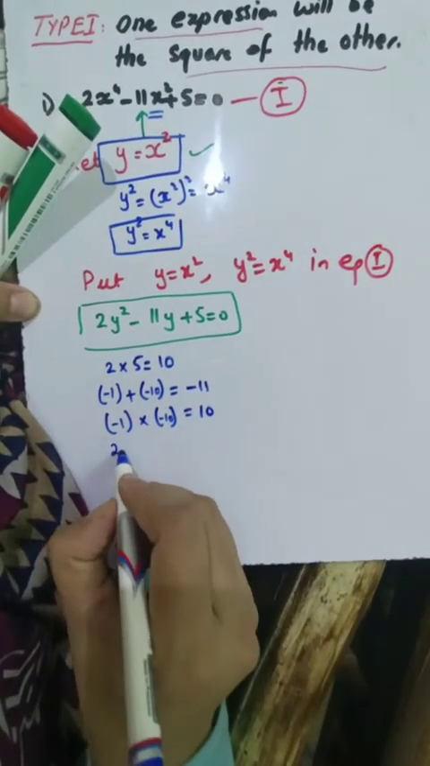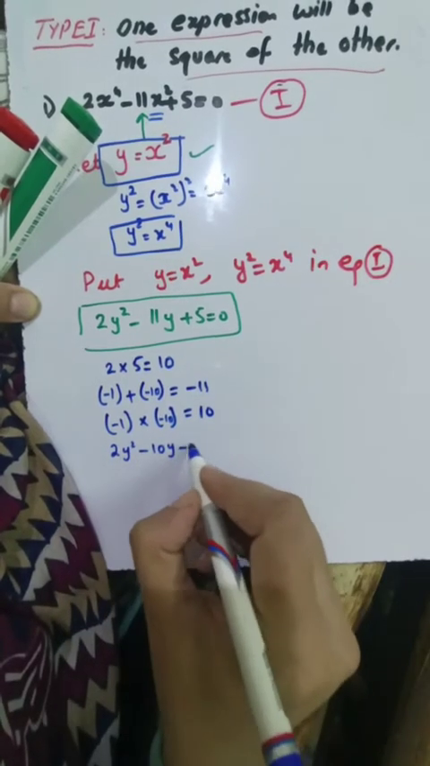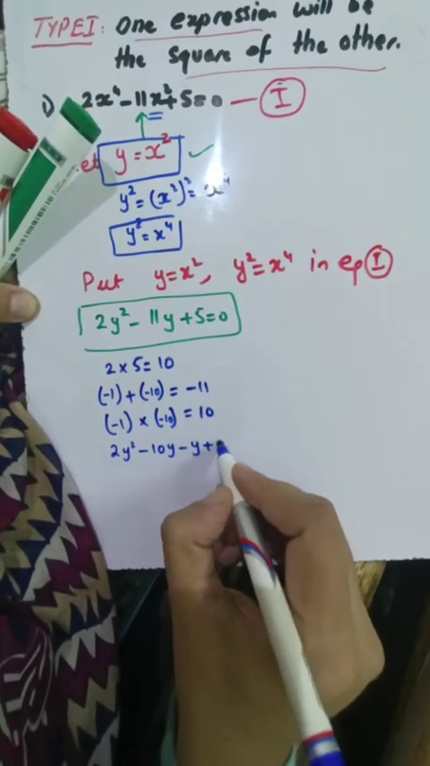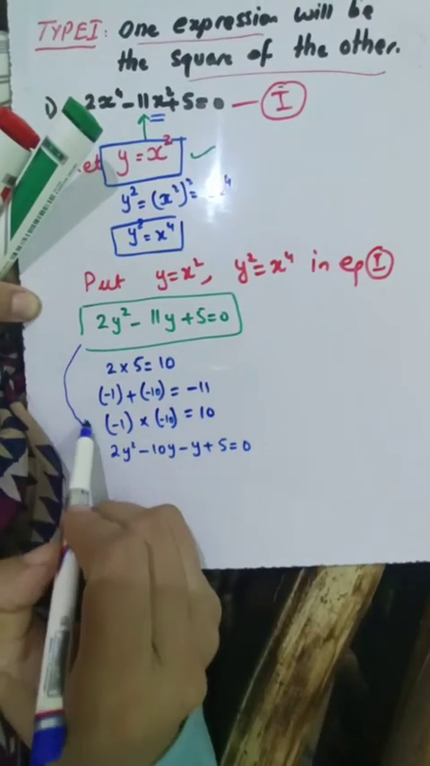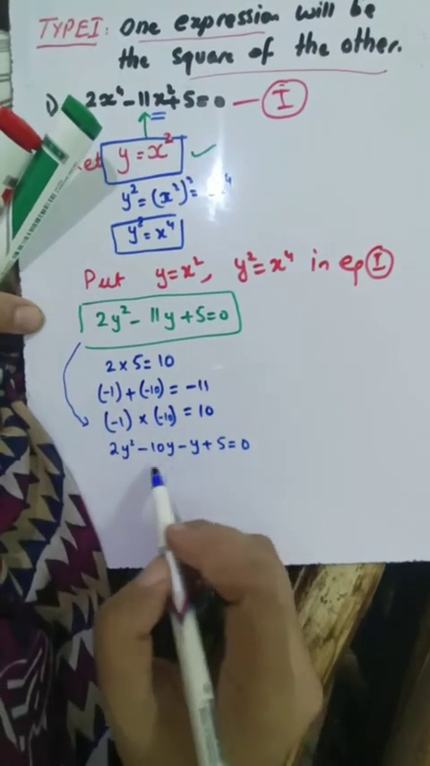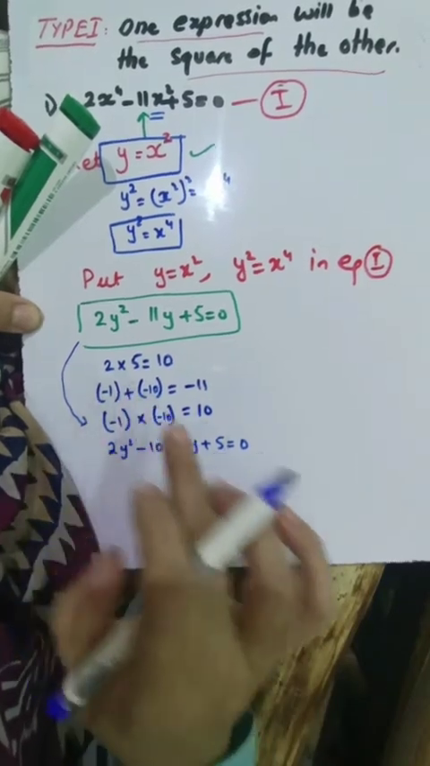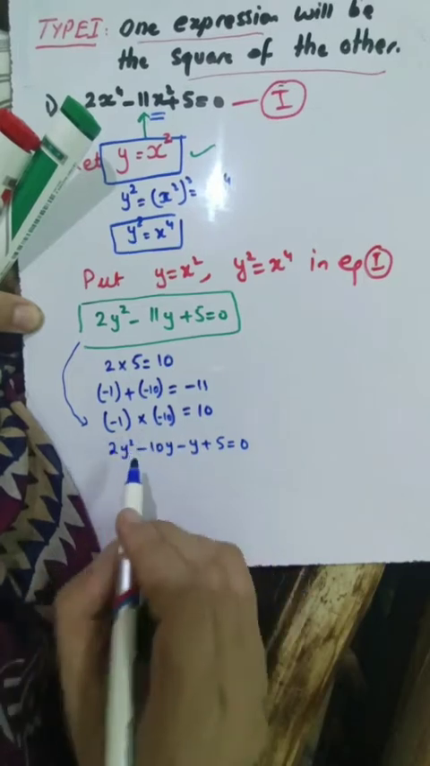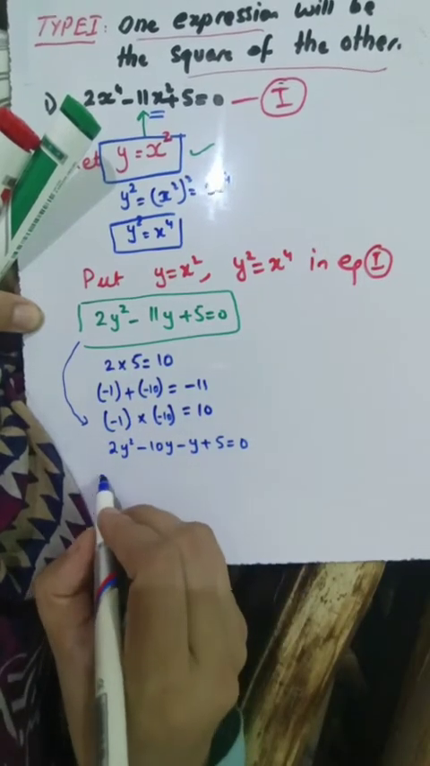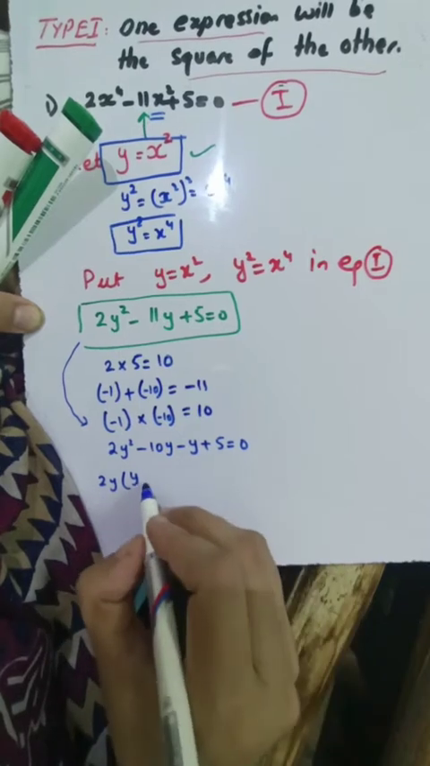So I am using the midterm breaking method to solve this equation. Solving this equation, I have broken the midterm. I have written the midterm as a sum of these two numbers that we got in this step, and then taking 2y common from the first two, as we usually do.